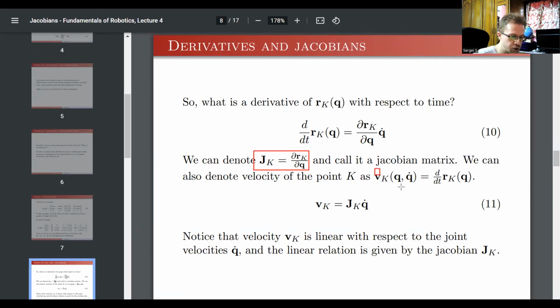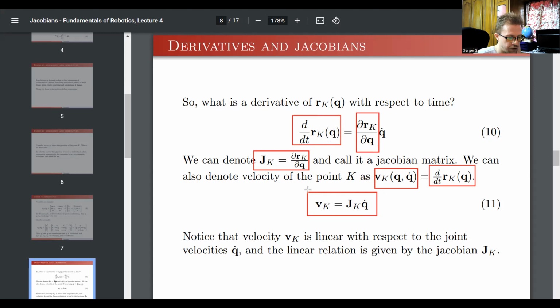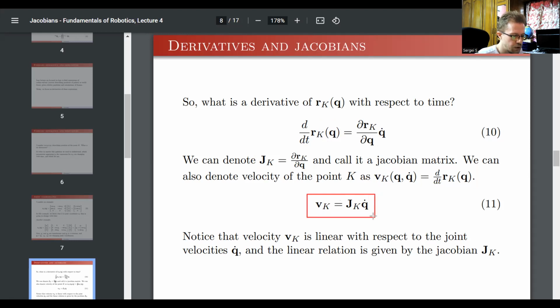Now, we can also define velocity as the time derivative of Rk. Then if this is velocity, this is Jacobian, we have this description: velocity of k is equal to Jacobian of k times q dot. That is an extremely important thing. You can just memorize it, or you can understand it. In either case, this is extremely important. We say that the velocity of a point on a robot is equal to the Jacobian of this point times the vector of generalized velocities.